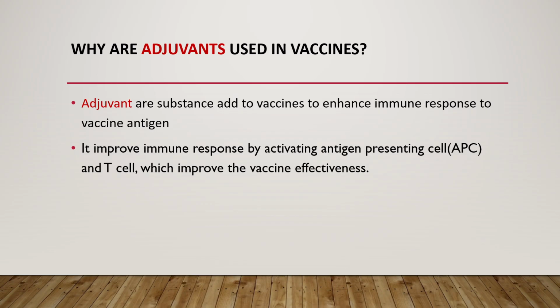Why are adjuvants used in vaccines? Adjuvant is a Greek word which means help. Adjuvants are substances added to the vaccine to enhance the immune response to the vaccine antigen. They improve the immune response by activating two things. One is antigen presenting cells like dendritic cells, macrophages, and B cells, and the other is T cells, which both improve the vaccine effectiveness. An example of an adjuvant in vaccines is aluminum salts.